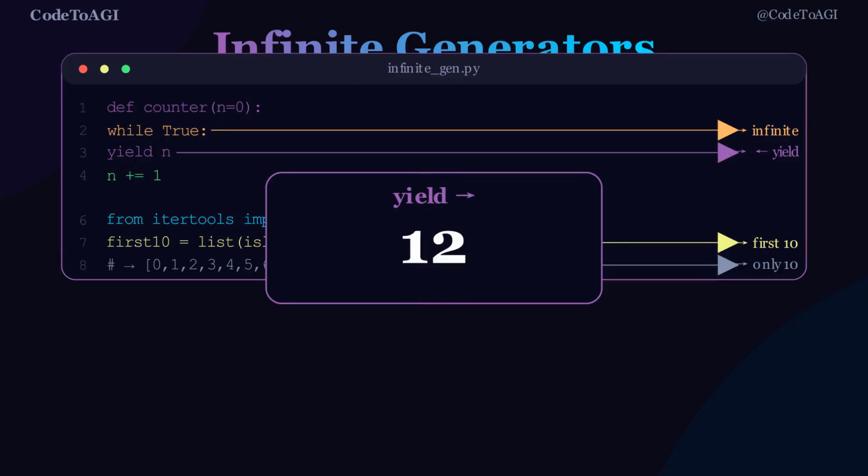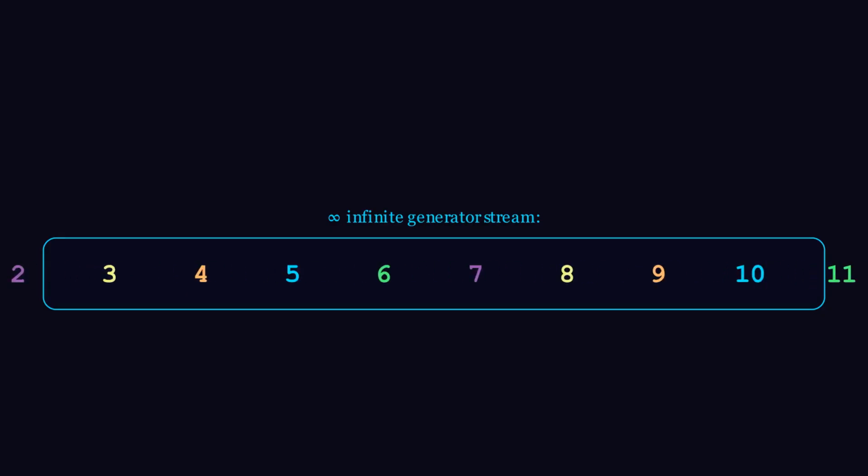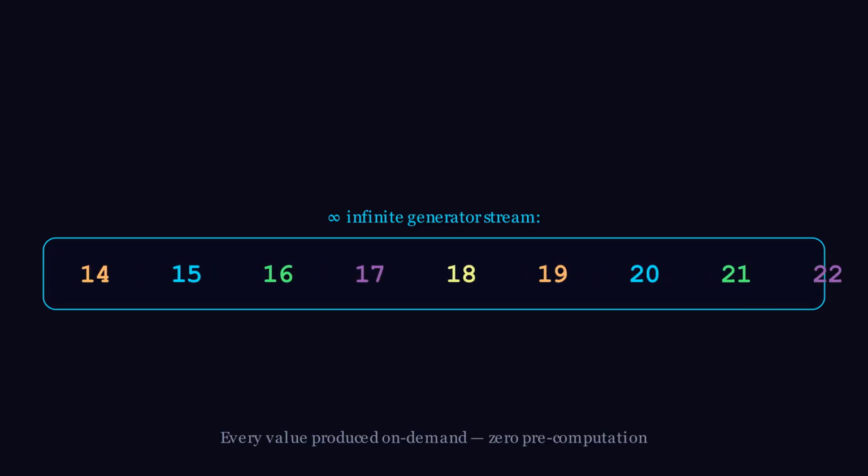The islice function from itertools lets you take exactly what you need. islice of counter and 10 gives you the first 10 numbers and stops. The generator produces only 10 values and pauses forever. This pattern powers every streaming data system. Log processors, sensor readers, stock price feeds.